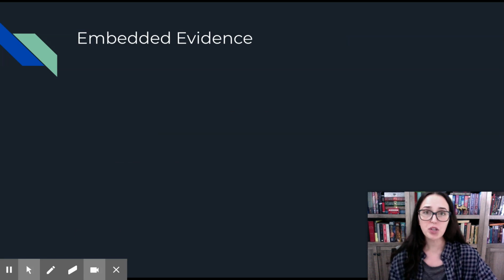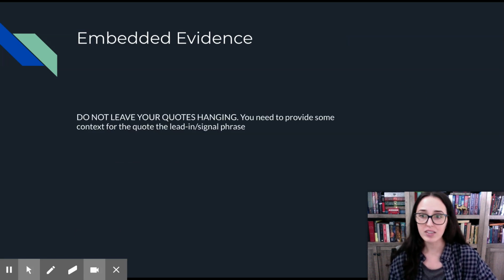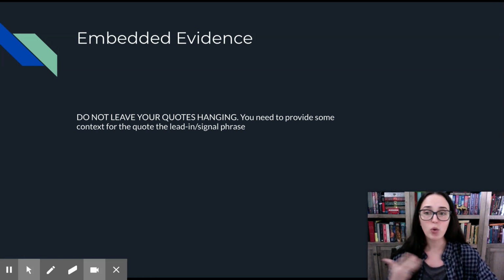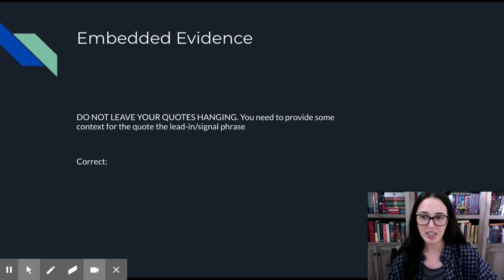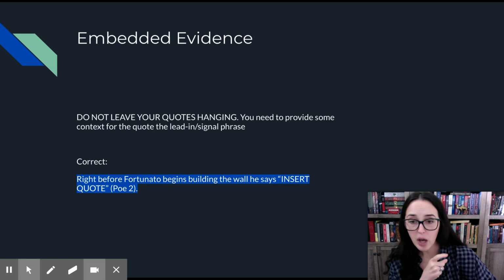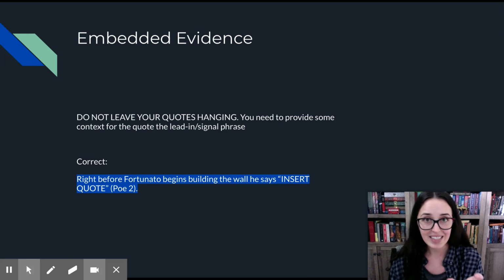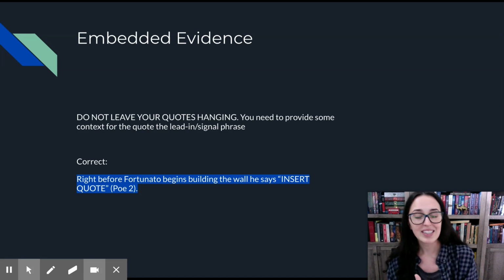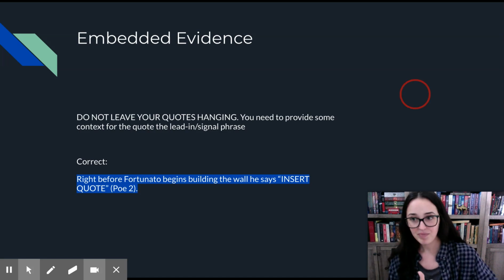Now remember, there's three things that you need for embedded evidence. You can't leave your quotes just hanging. You have to provide lead-ins or signal phrases. So an example would be what's highlighted in blue. Right before Fortunato begins building the wall, he says, and then you would insert what he says, and then you would put the proper citation.